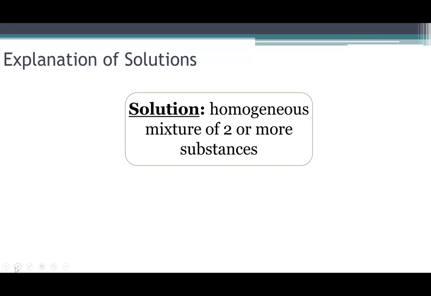So first, let's just talk about the definitions that we're going to be using in this chapter. A solution is a homogeneous mixture of two or more substances. Remember that word homogeneous means it's uniform throughout. So you can't tell where one thing starts and stops. It just looks the same from top to bottom. So two or more substances.